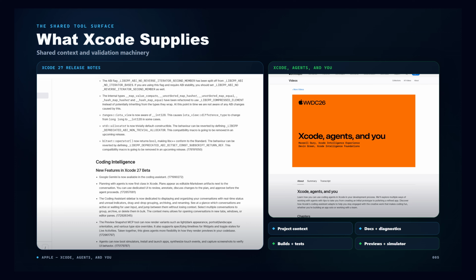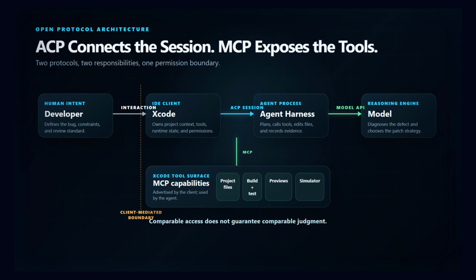A model chooses whether to use them well, but it should not get credit for inventing the simulator or discovering that compilers have opinions. Here is where my expectation changed. The Open Agent Protocol story is actually 2 protocols working together. ACP connects Xcode, the client, to an agent session. MCP exposes Xcode's tools and context to that agent.